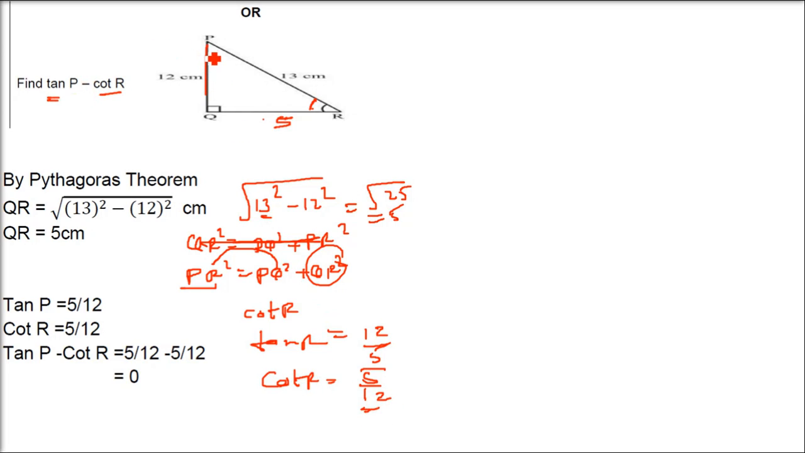Okay, now coming to tan P. I'm just turning this triangle. So now P I am writing here, Q is here, and R is here. This is how we look at it normally. I am talking about this angle, this P angle. So PQ is 12, and QR is 5, and this is 13.